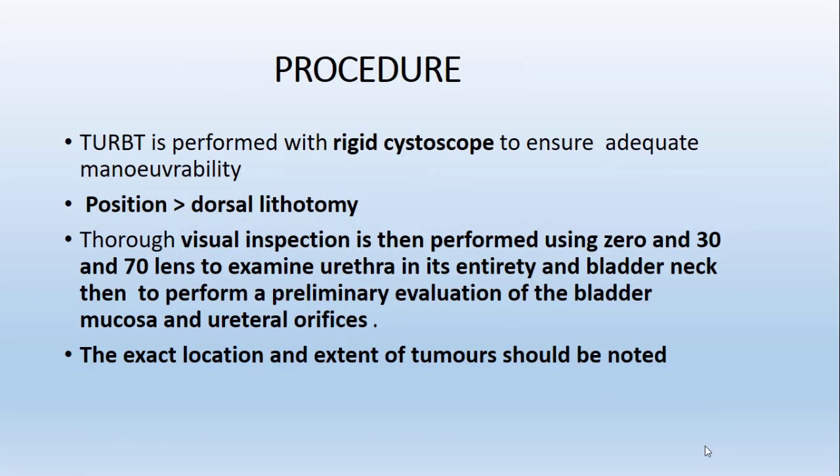TURBT is usually performed with a rigid cystoscope to ensure adequate maneuverability. The position of the patient will be the dorsal lithotomy position. First, we will do inspection with a 0 scope and 30 scope to see the whole urethra, and then a 70 scope lens to examine the whole urethra, bladder neck, to perform the preliminary evaluation of bladder mucosa and ureteral orifices. The exact location of the tumor should be noted and documented.